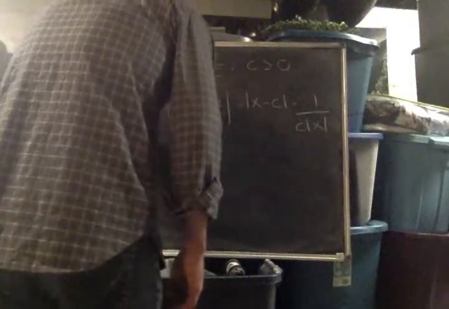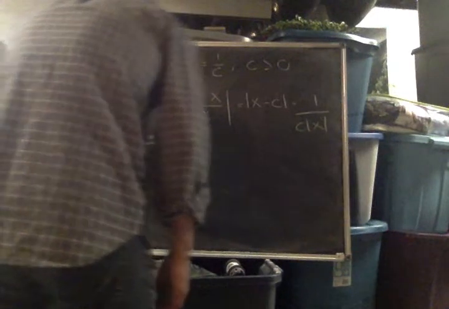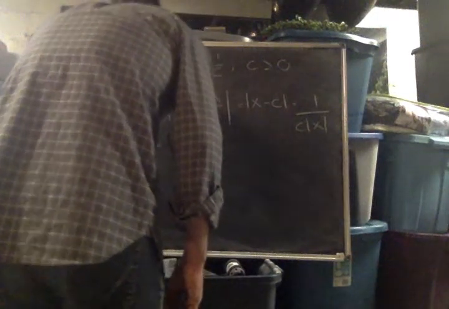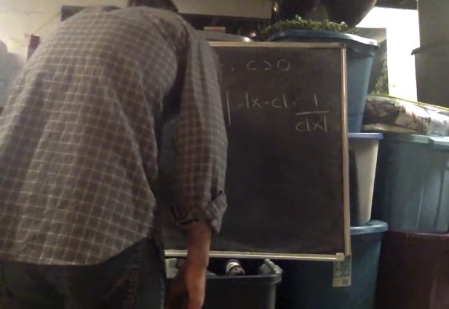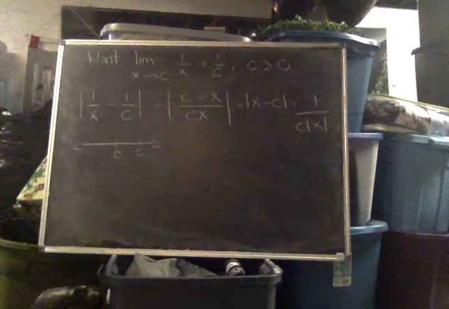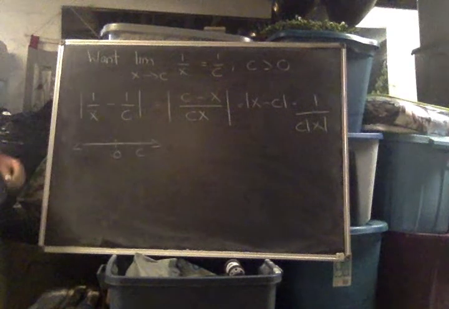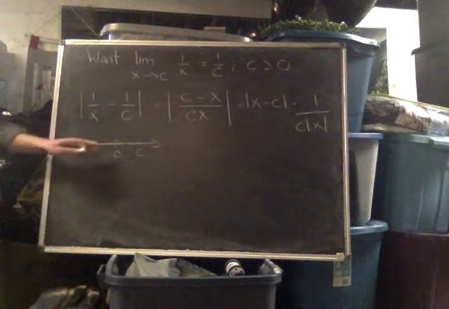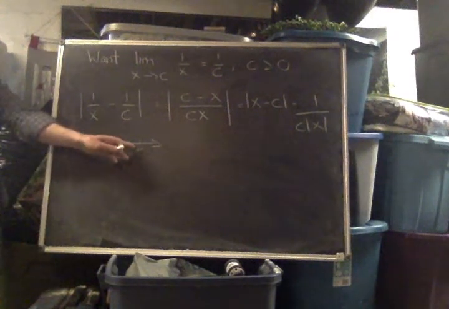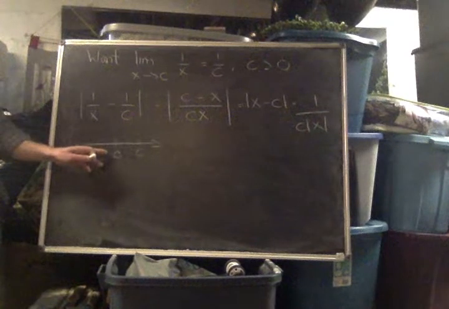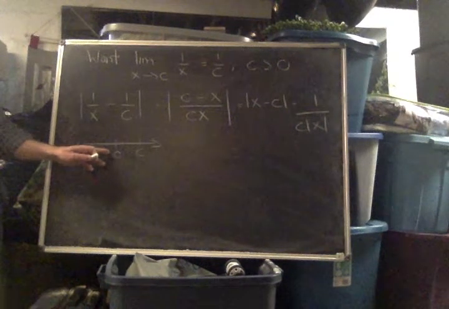Okay? So the thing I want you to keep in mind then is maybe a picture of the number line here. Here's 0. Here's c. I'm allowed to control how far away x is from c. And I don't want x getting too close to 0. Right?